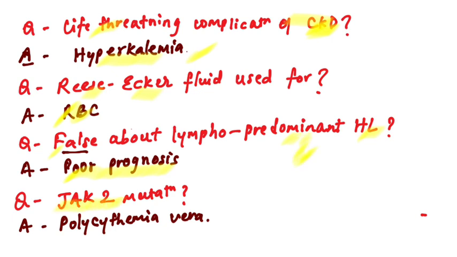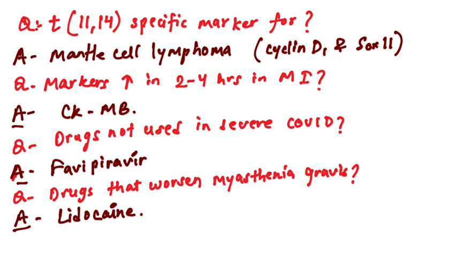Now JAK2 mutation seen in polycythemia vera. This is the answer. Now T1114 specific marker for which of the disease? So mantle cell lymphoma, also cyclin D1 and SOX11 is included in this. So mantle cell lymphoma is the answer. Now markers which increase in 2 to 4 hours in myocardial infarction. So the answer is CKMB. In 2 to 4 hours CKMB markers are raised.